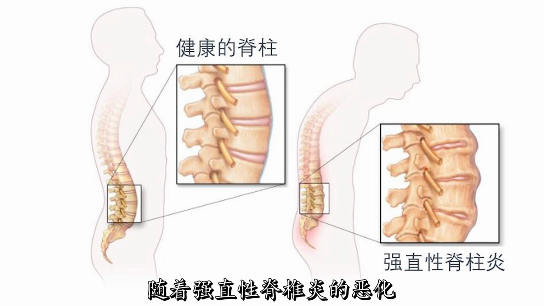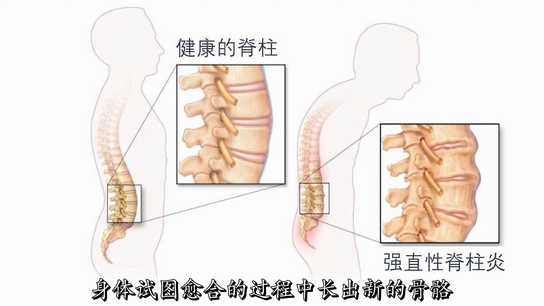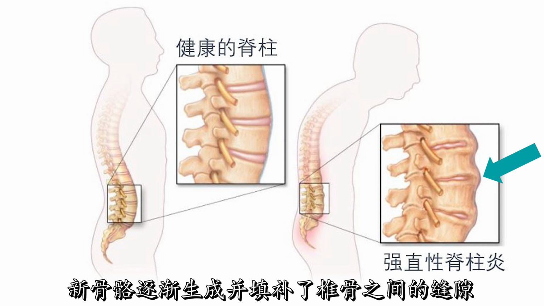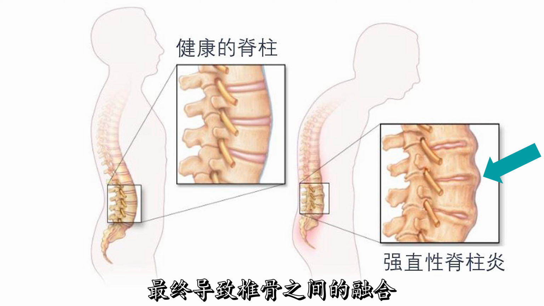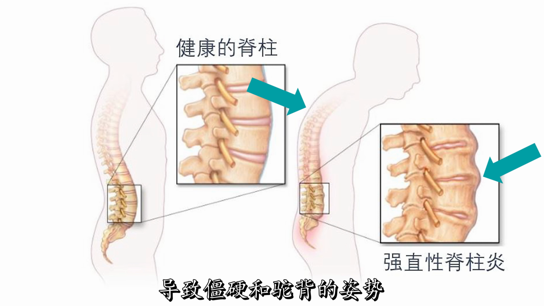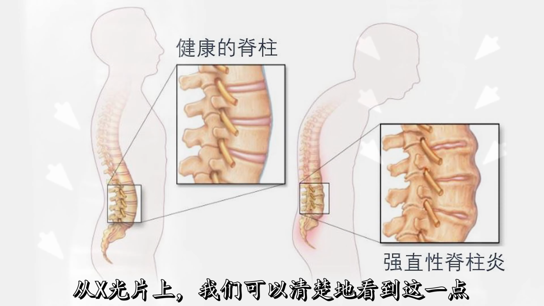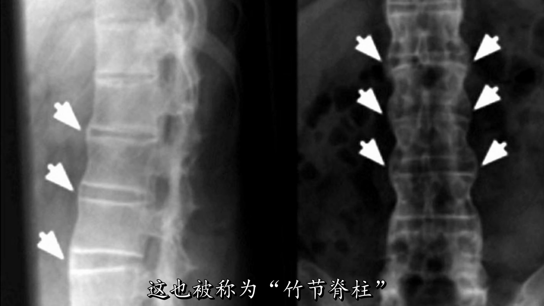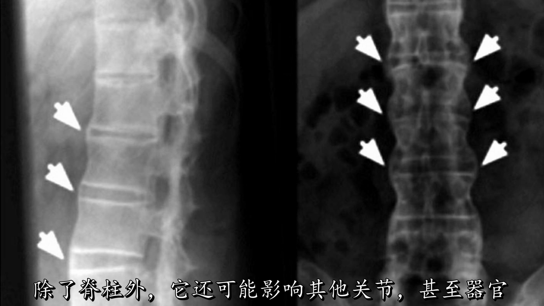As ankylosing spondylitis worsens, new bone forms as part of the body's attempt to heal. The new bone gradually bridges the gaps between vertebrae and eventually fuses sections of vertebrae together. Fused vertebrae can flatten the natural curves of the spine, which causes an inflexible, hunched posture. When we look at an X-ray, we can see this quite clearly, and this is referred to as a bamboo spine. Beyond the spine, it can also impact other joints and even organs.